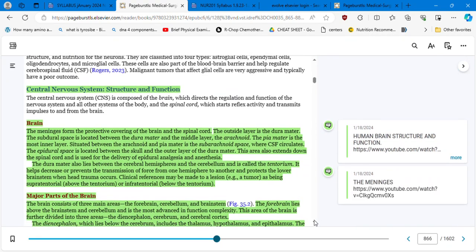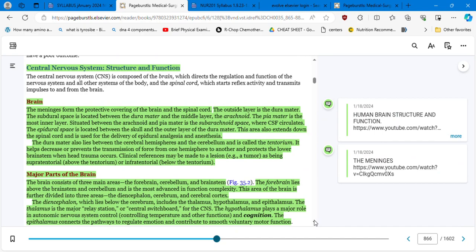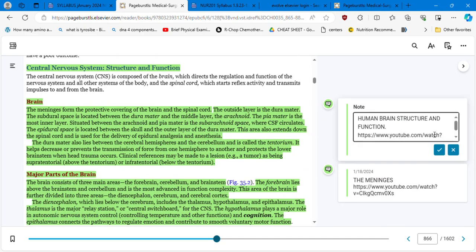Now, central nervous system, structure and function, the brain. I want you to watch this video, please. Let me put this video to understand the human brain structure and function.